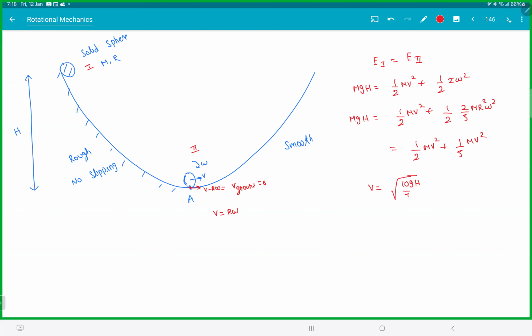That's an easy one. If you see it is exactly like work energy, the only extra thing is this half I omega square will keep coming up now. That rotational component you have to include. What about the maximum height? After this, how much height will it go on the smooth surface? That's a good one. Try. I'll give you a minute.